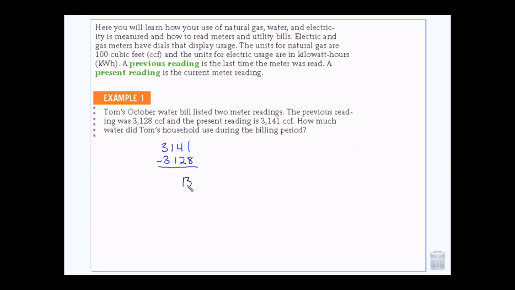And that's 13 CCFs, which if you wanted to know exactly how many cubic feet of water that would be, it would be 1,300 cubic feet. And if you want to know how many gallons that was, you'd multiply it by 7.48. So it would be 9,724 gallons, roughly. That's a lot of water.